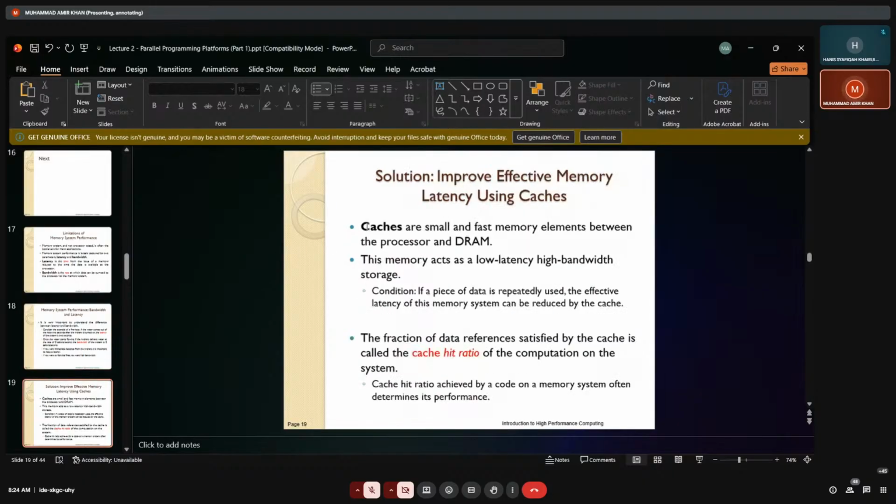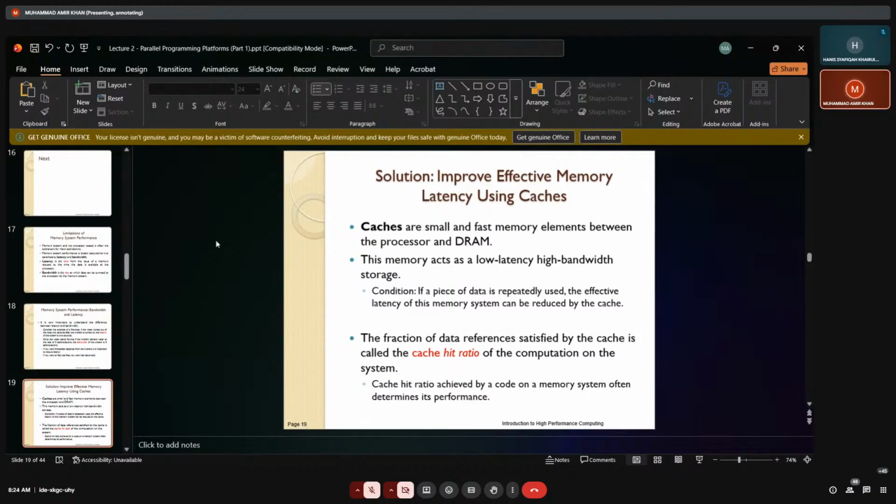And we have one more concept, cache. Cache is the memory which resides between the main memory and the processor. Why do we use cache? Basically, cache is a fast memory as compared to main memory. We call it DRAM. DRAM is our main memory, dynamic random access memory.